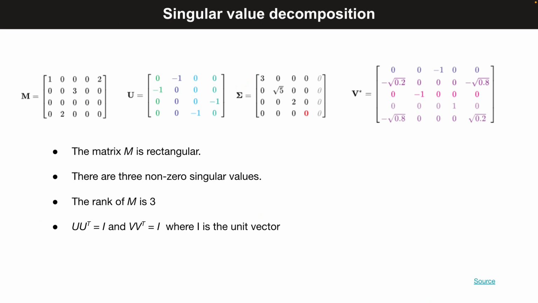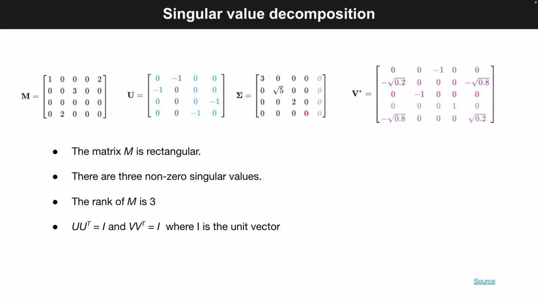Okay, so let's just see an example. So this is a matrix. If this is 4-dimension or 3-dimension, you cannot draw it, but this looks like an ellipsoid. It's rectangular. There are 3 non-zero singular values. Don't worry about how these values are derived. We'll use computation to derive them. The rank of M is 3.